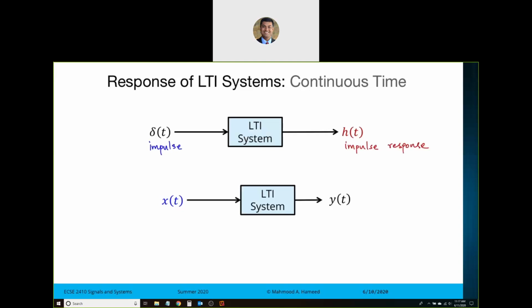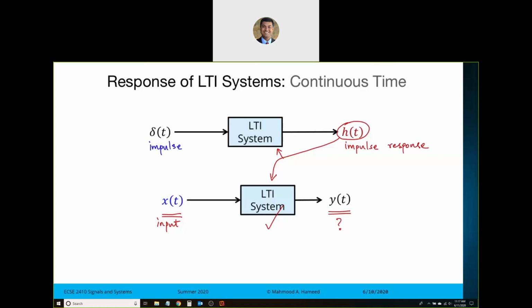And once you have this impulse response, you have essentially characterized the LTI system. And once you characterize the LTI system, you can send in any arbitrary input and determine the output of that LTI system, because we already know the impulse response of that system. So first find out the properties of the system, then use that to find out the output for any given input.